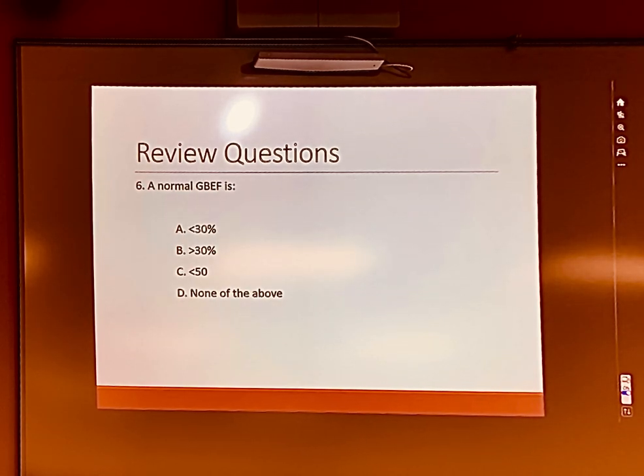Normal GBEF is less than 30, more than 30, less than 50. More than 30.